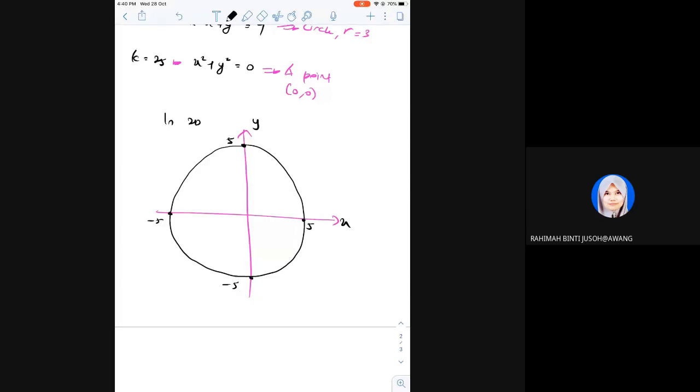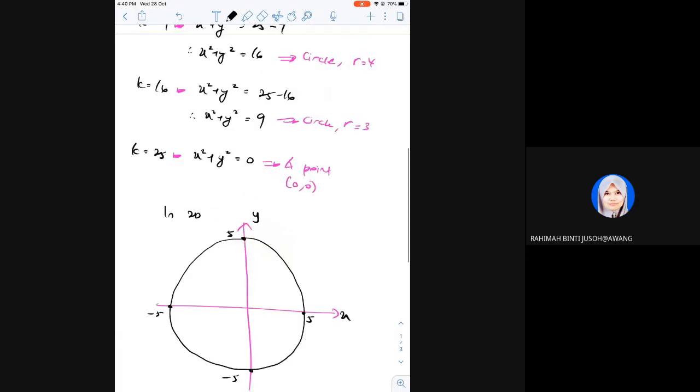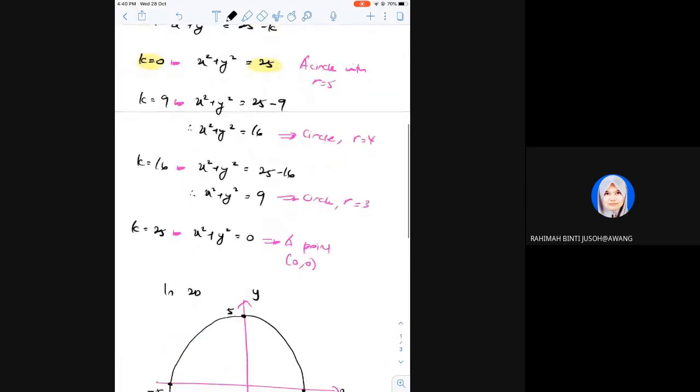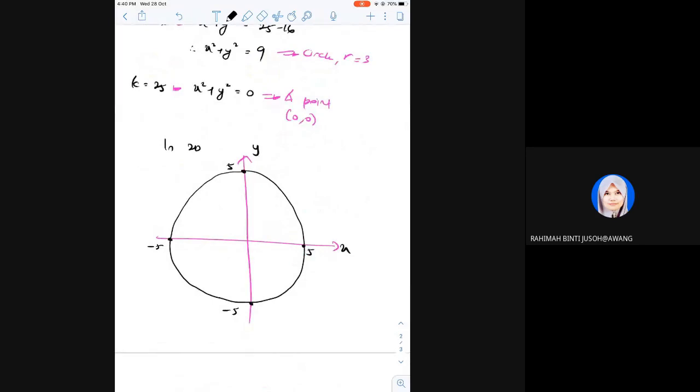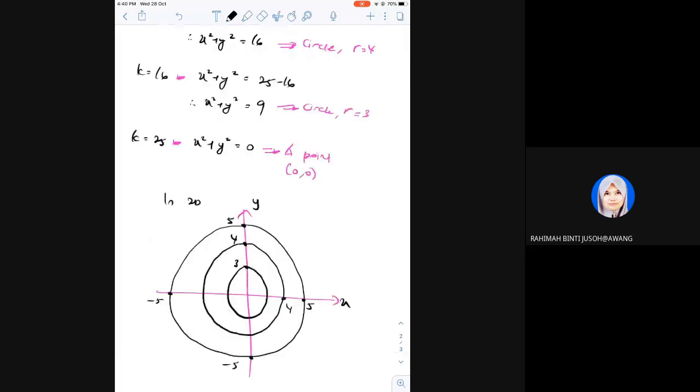All right, now, next, when k equals to 9, we will have a smaller circle with radius 4. So this is the smaller circle, radius 4. And then now we have the smaller circle with radius 3 for k equals to 16. And then when k equals to 25, we will just have a point of coordinate 0, 0. Okay? So right here we have this point 0, 0.